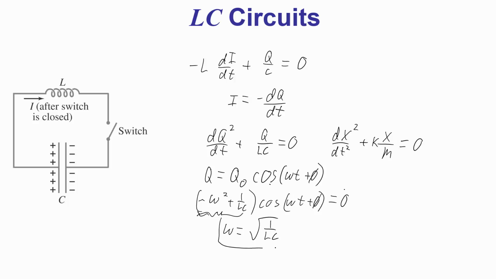And we followed a really similar process for mechanical oscillations, where we found that the frequency of this oscillating system was the square root of k over m. Okay, and this is also equal to 2 pi times the frequency, because omega is always equal to 2 pi times the frequency.